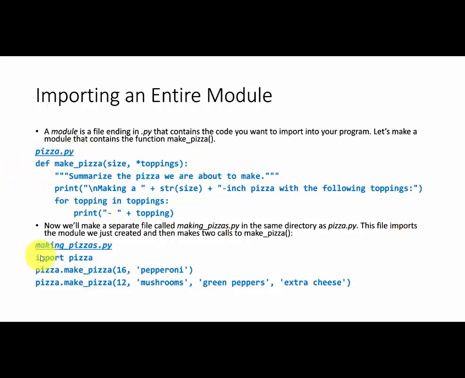Now I will create one more file called makingpizzas.py in the same directory. Now you can import this module by writing the import statement followed by the module name, that is the file name, pizza. Then with the help of the dot operator, pizza.make_pizza, you can access the methods which exist in your module pizza.py.